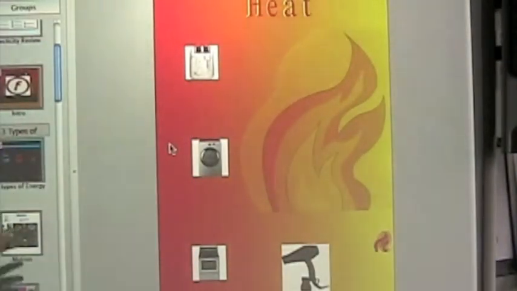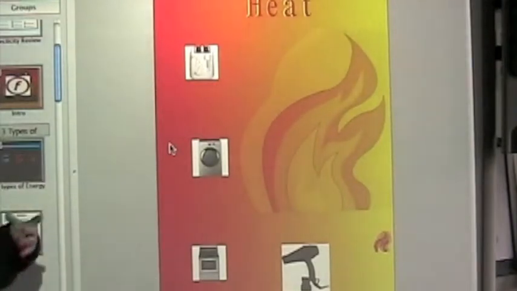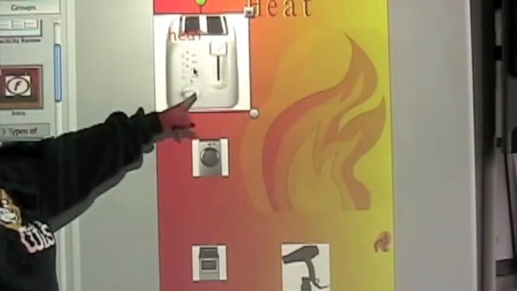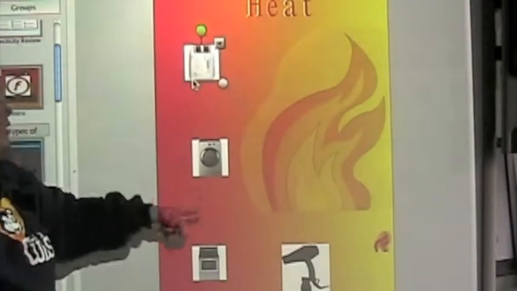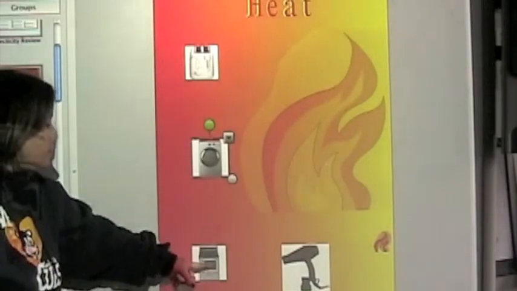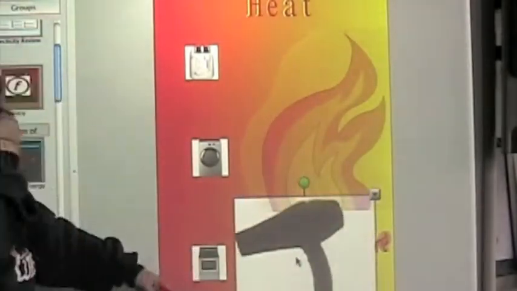I have a lot of ELL students in my class, and this is really helpful for them to associate the vocabulary with the pictures. And so we look at a toaster as an example of heat, a washer and dryer as an example, and a stove, and a hair dryer.